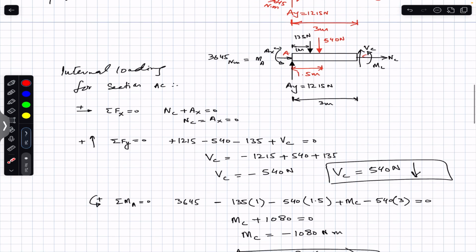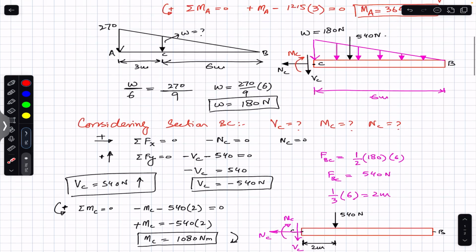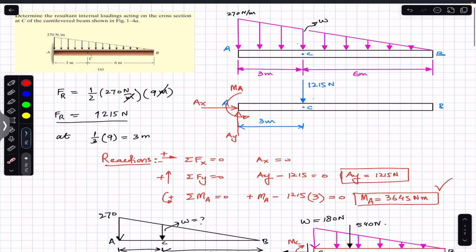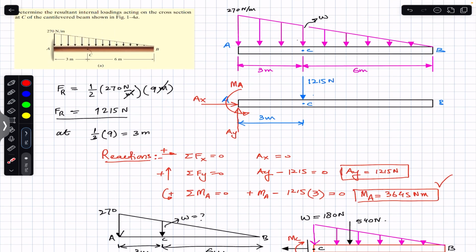So this is how you can find the internal loadings at a given point on a beam by considering either section. If you want to find the solution by considering this section, there is no need to find the reaction forces at A. If you want to find the internal loadings at C by considering this side, then this point A will come into our calculation and then we must find the internal reactions at A. So this is the solution and discussion on this example 1.1.